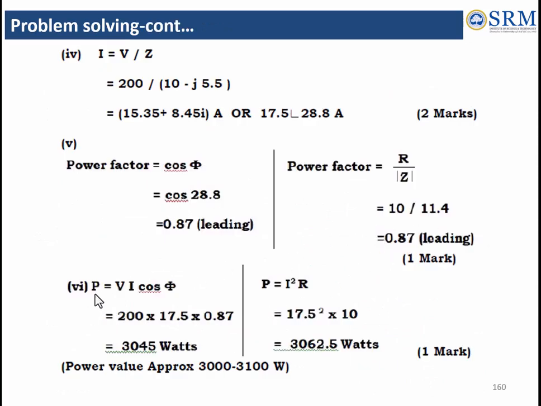Okay, to find the real power, VI cos psi. We can use this psi angle and find it in watts. Similarly, I square R also we can find from the current value that we have computed earlier. So the power value is approximately 3000 to 3100 watts.